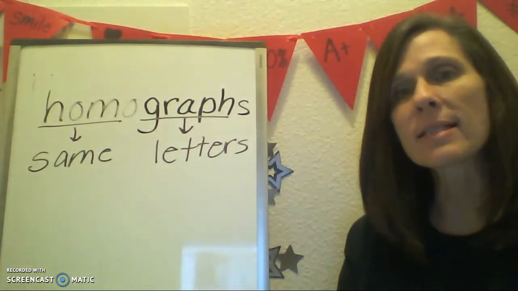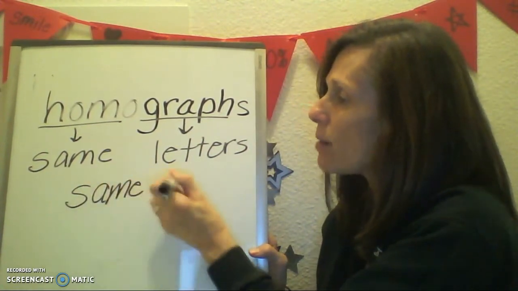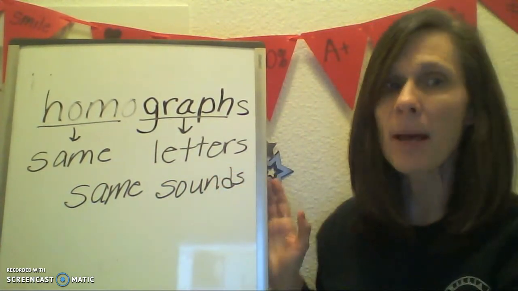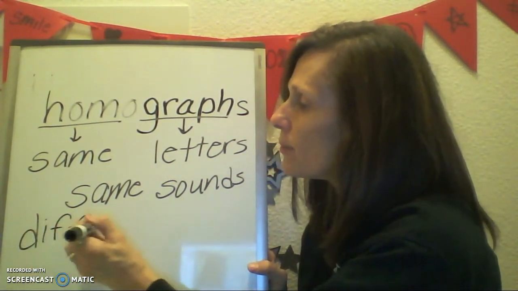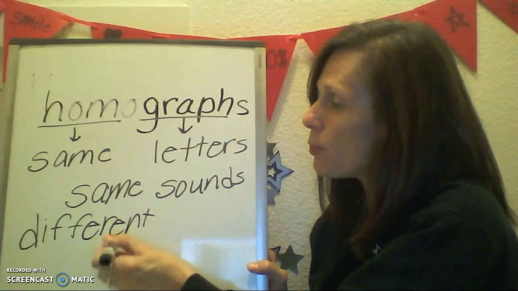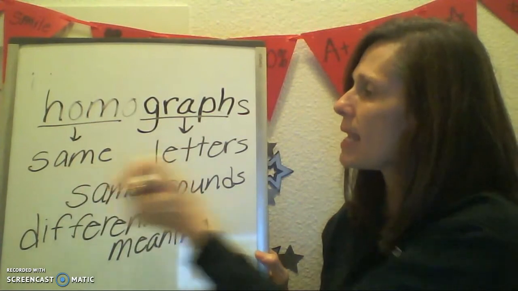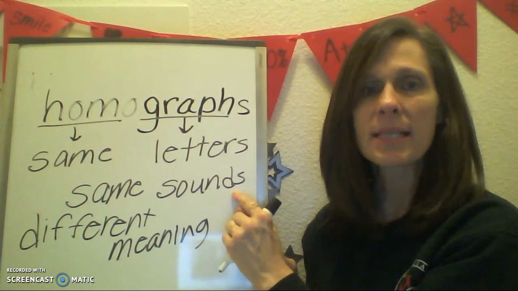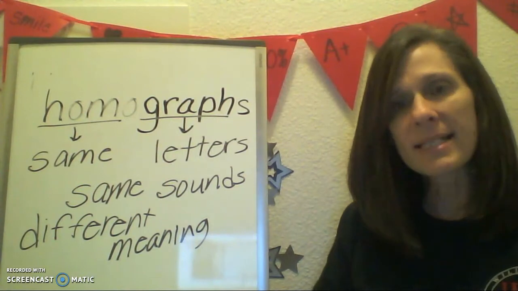Okay, so if a word has the same letters, then it's also going to have the same sounds, right? Just like a homophone. However, one thing that's different about a homograph is that it has a different meaning, right? So that's really important. So homographs are words that have the same letters, or they're spelled the same. They make the same sounds when we say them, but they have a different meaning. Okay, so let's do a few examples of these, and you'll understand what I'm talking about.